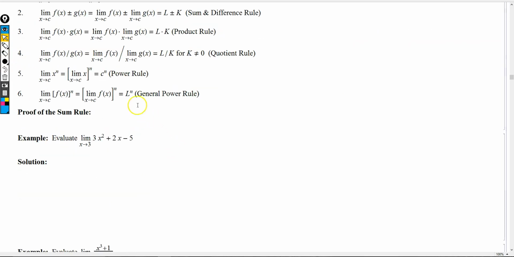Now let's consider how we use these theorems with a few examples. Let's consider this one first. Limit as x approaches 3 of 3x squared plus 2x minus 5. Now first, using property number 2, we can distribute the limit with each term by the sum and difference rule.